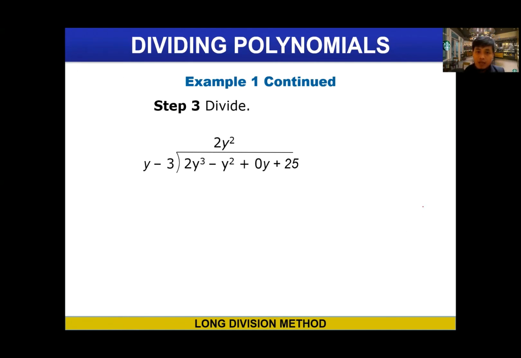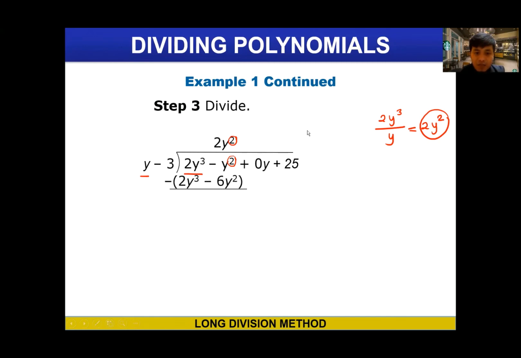So let me put it here inside. We have 2y cubed. If you divide that by the first term, again, first term by first term, 2y cubed divided by y is going to be 2y squared. As you can see, I placed this 2y squared aligned with the given, wherein there is also an exponent of 2. So alignment is very important so that you will not miscalculate this.